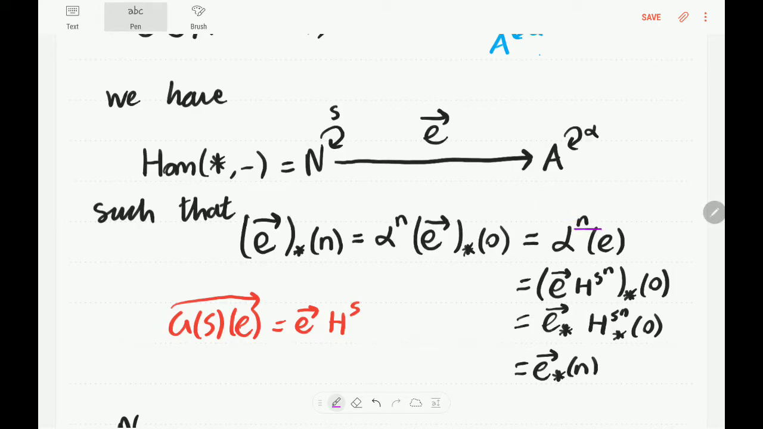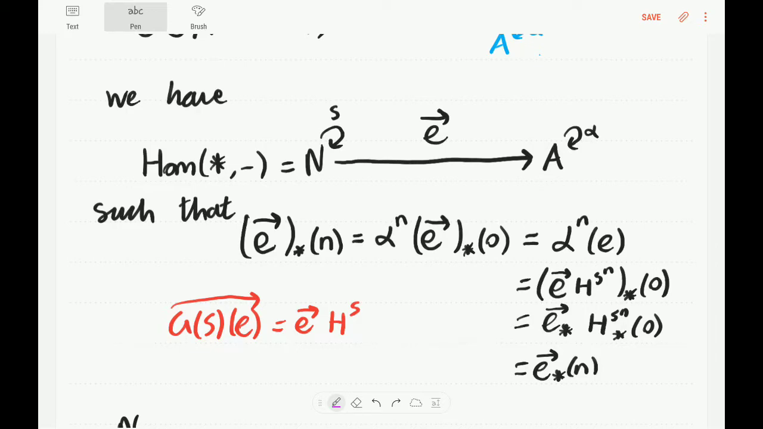So critically, we end up with this: if we're dealing with a dynamical system, A to the power of alpha, this will correspond to a sort of functor A from our monoid to Set.